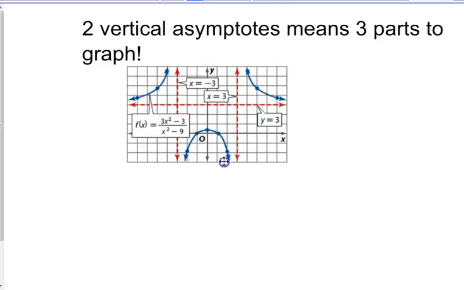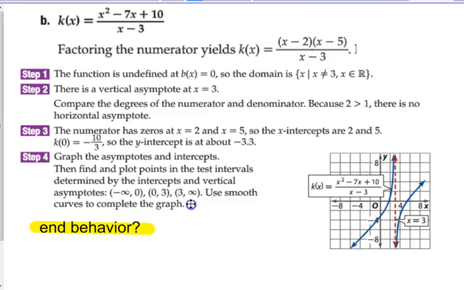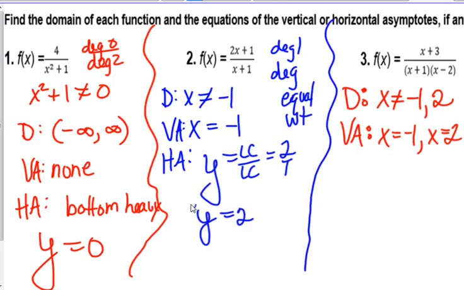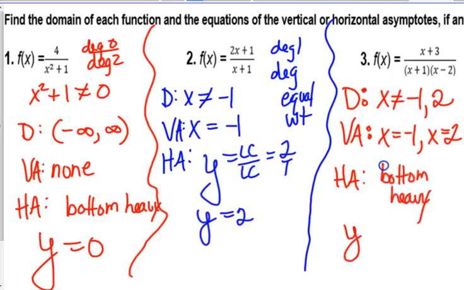Now, the one in the middle isn't always going to be a U. Sometimes the one in the middle is doing a cubic shape. But there's 3 pieces, and you have to find them. If your calculator isn't showing them, you have to figure out where they are. All right, what about horizontal? If you FOIL the denominator together, it would be an x squared, so it is bottom heavy. So it approaches what? Y equals 0 is the horizontal asymptote.